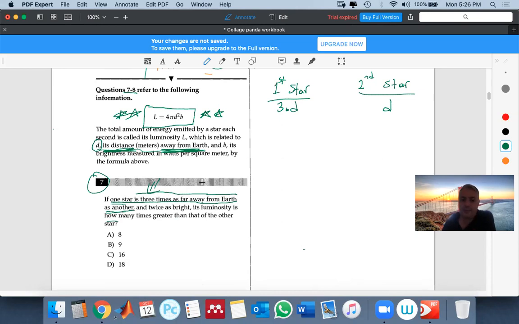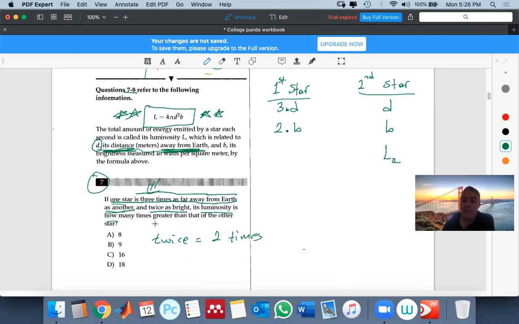And then it says twice as bright. What does twice mean? It means 2 times. So if for the brightness I use B, this will be 2 times B. And then its luminosity, it means L. So let me call this L2. I just changed L1. It's L2 now, since it's the second.